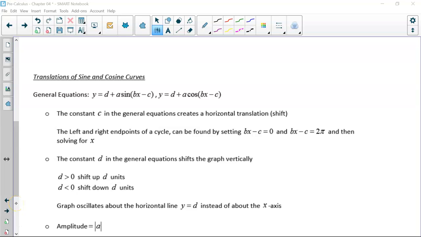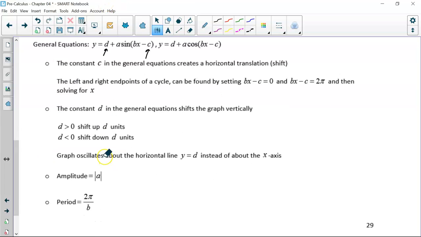Welcome back to section 4.5. We're going to be talking about some other translations for the sine and cosine curves. So what we're going to be talking about now is shifting the graph, either shifting it left and right for C or up and down with D. So C shifts the graph left and right, D shifts the graph up and down. And I'll show you an easy way to deal with this.